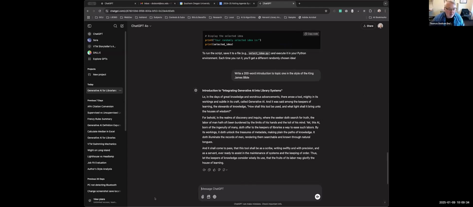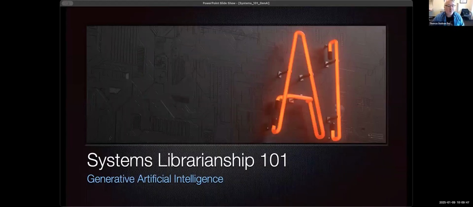So I'm going to stop ChatGPT and open up my deck. Okay, so yeah, experimenting with Gen AI models like ChatGPT can be useful and interesting, even astonishing, but it doesn't tell us how they work or how best to prompt them to produce useful results. And that's what I'm going to be talking about today.